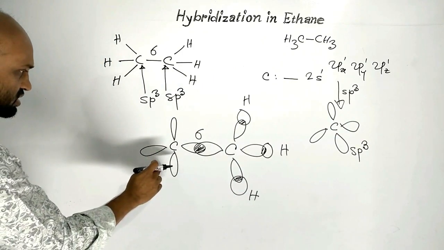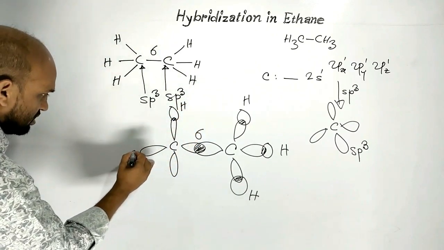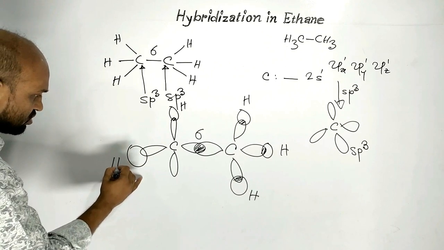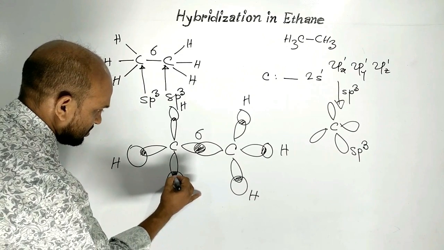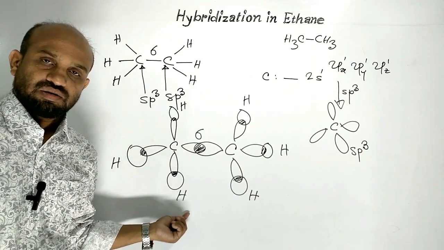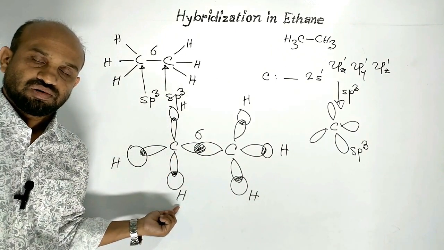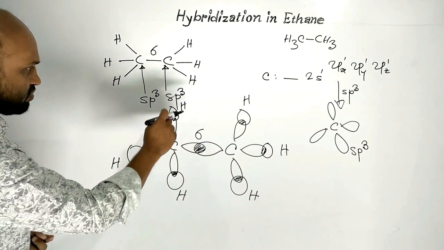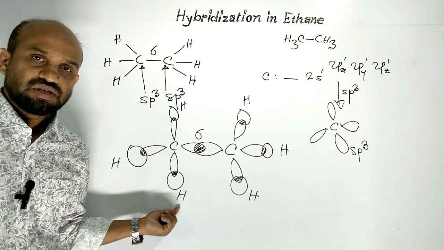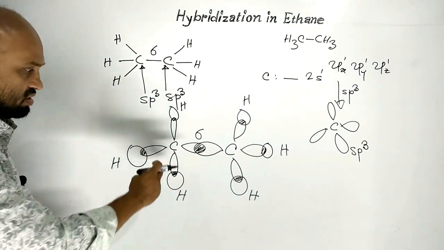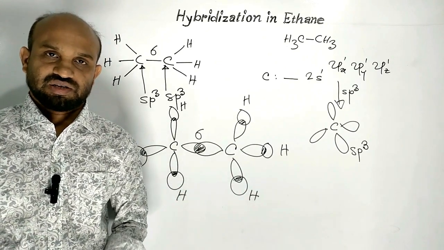Similarly, on this side, the spherical shape s orbital of hydrogen. On this side as well, 3 carbon-hydrogen bonds are formed through overlap of s and sp3 hybrid orbitals. This is the orbital structure of ethane, in which carbon atoms are sp3 hybridized.